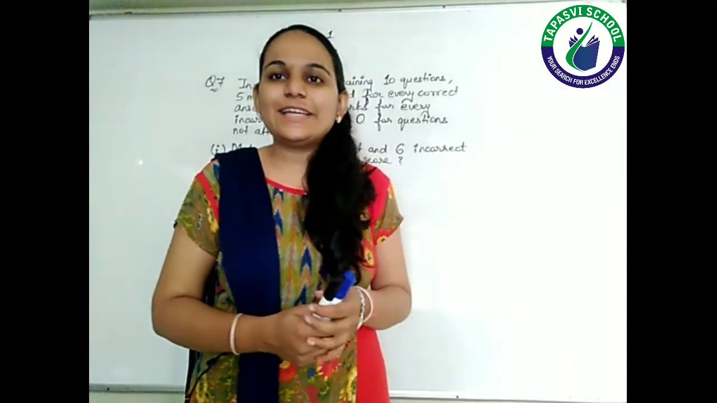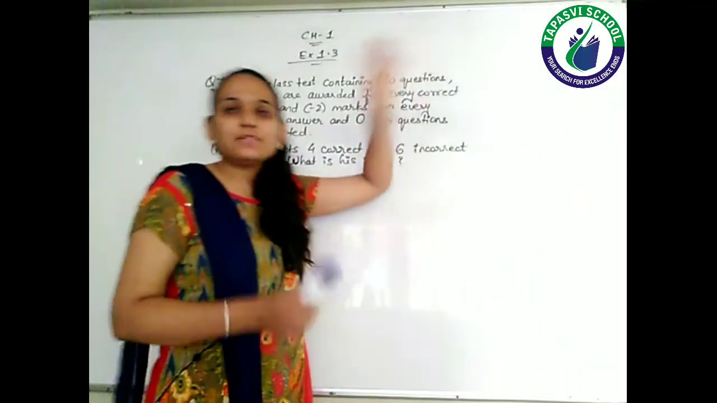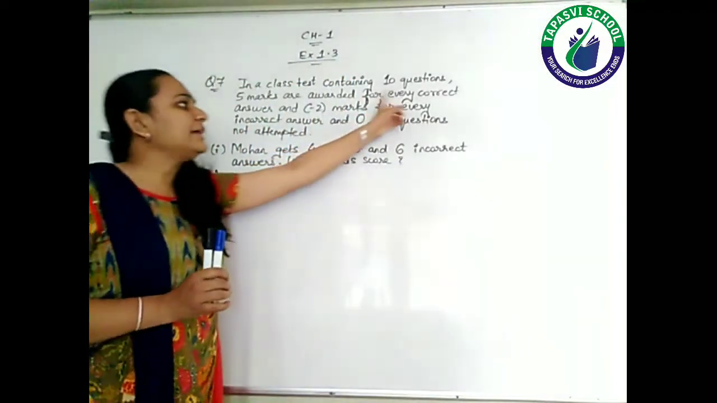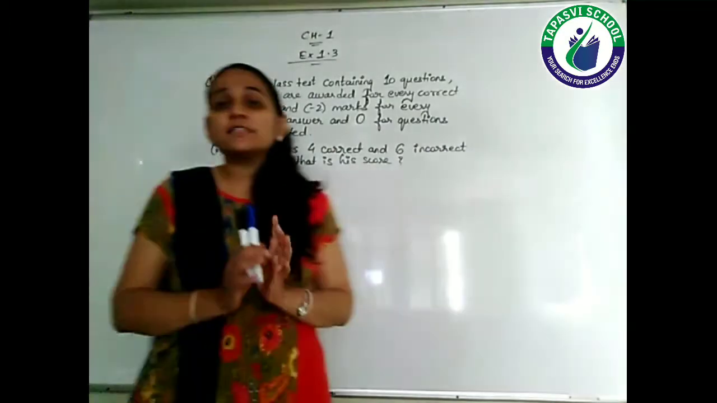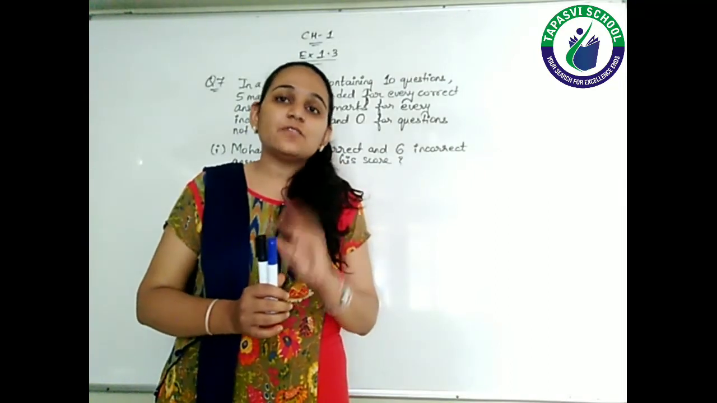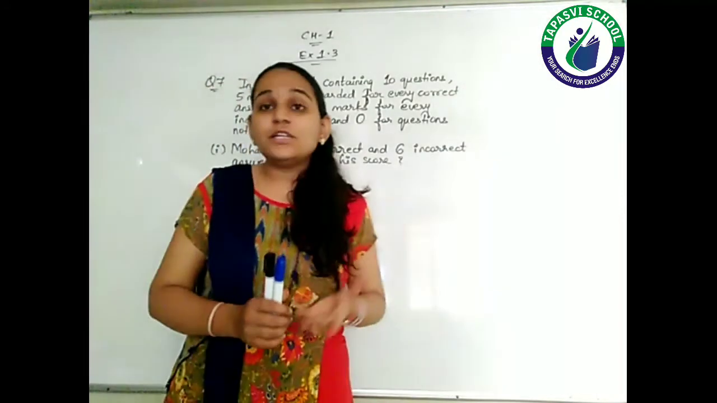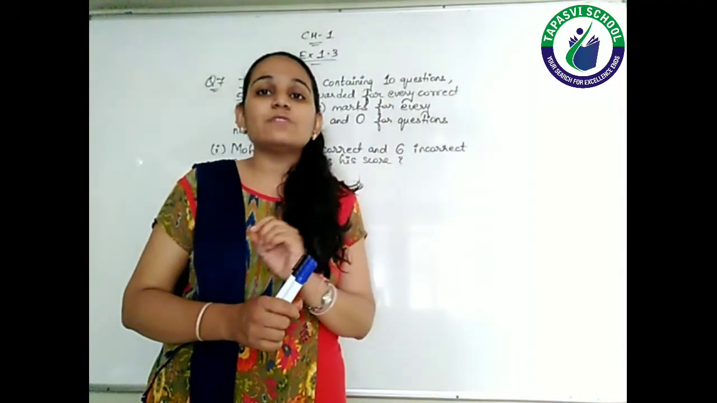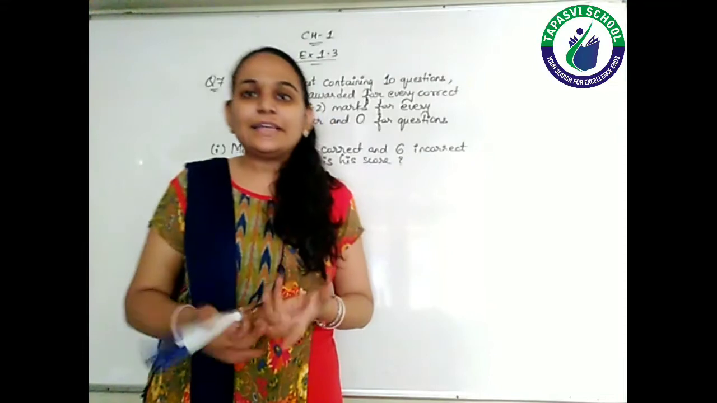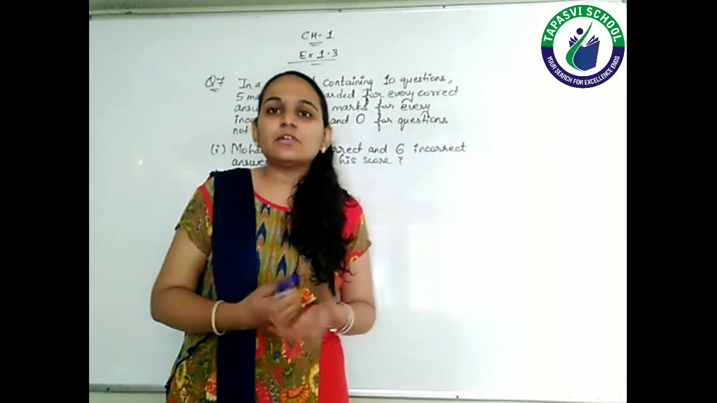Okay, students, now let's see the next question, question number 7. In a class test containing 10 questions, that means there is a class test which contains 10 questions, 5 marks are awarded for every correct answer. That means if the student gives the right answer, 5 marks will be given. And minus 2 marks for every incorrect answer. If the student gives the wrong answer, minus 2 marks will be cut. And 0 for the questions not attempted. That means if the student is not writing anything, there will be 0 marks for that.